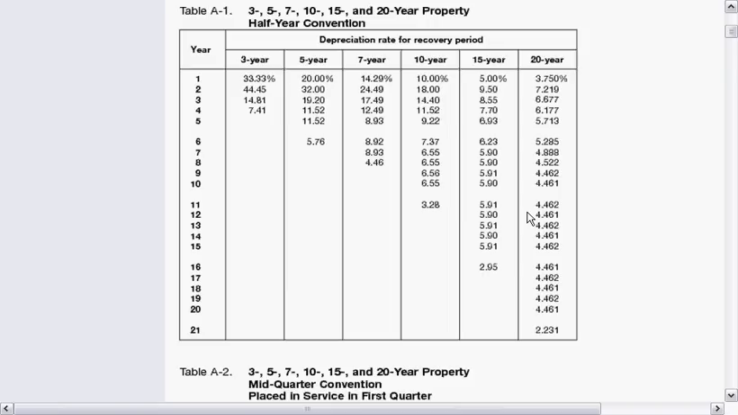Finding out what depreciation is in any given year is so simple with the modified accelerated cost recovery system. You simply find out what asset class you're dealing with, find out which year of depreciation you're in, and you multiply that number in the table by the cost basis of the asset.